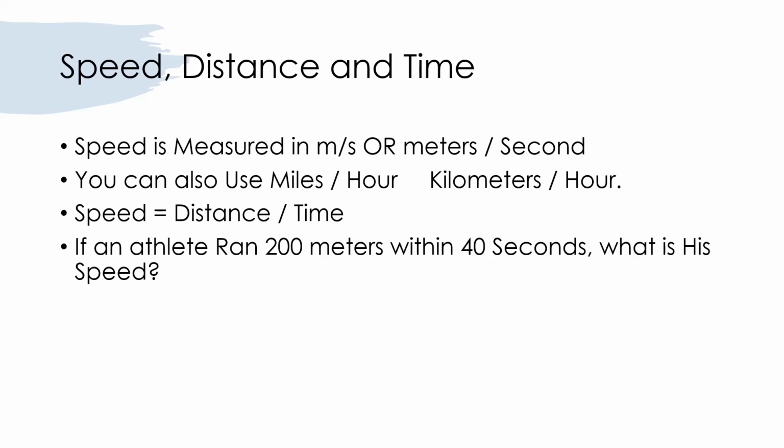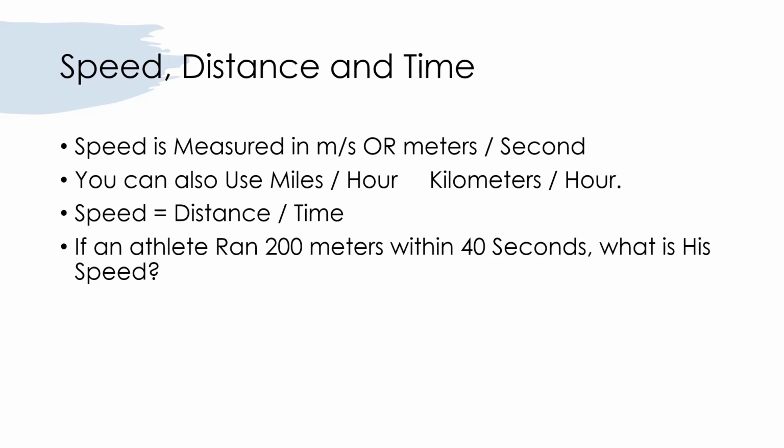Speed, distance, and time. Speed is measured in meters per second, or meters per second, literally the same. You can also use miles per hour, kilometers per hour. And the equation for speed is distance divided by time. So, if an athlete ran 200 meters within 40 seconds, what is his speed? Write the answer down. That shouldn't take more than 2 minutes, so pause the video now and answer.